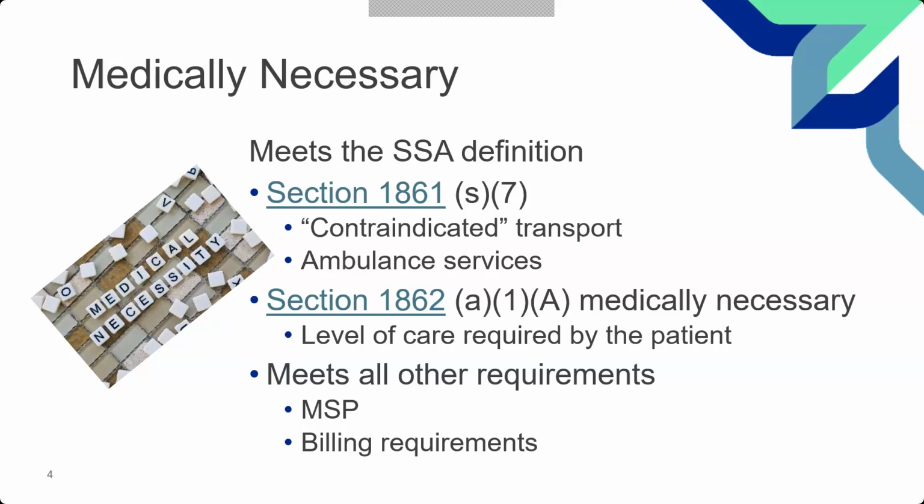Then we look further into it and we look at Section 1862(a)(1)(A), and what we're looking for is the medical necessity. Okay, what does that mean? Well, we talked about the fact that it's only payable if it is the only safe means and a transport occurred. Then when we look at 1862 and the medically necessary, it asks: what is the level of care required by the patient? That's what we're looking for here. So when we look at an ambulance, if they could have gone by basic life support ground, we're not going to pay for anything else. We're going to pay for that BLS service.